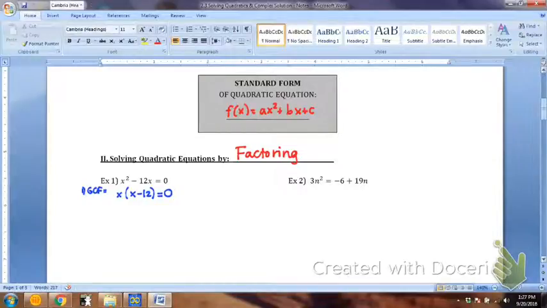So in order for me to find the answer, I'm going to split my factors. X is a factor, x minus 12 is a factor. I'm going to split my factors and set each of them equal to 0. So step number 2 would be set equal to 0. I'm going to set the x factor equal to 0, and I'm setting x minus 12 equal to 0.